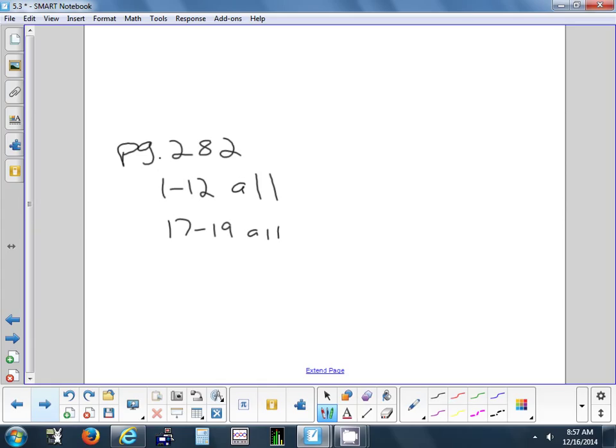All right, so the homework is on page 282, 1 to 12, and 17 to 19, all. It is simple.